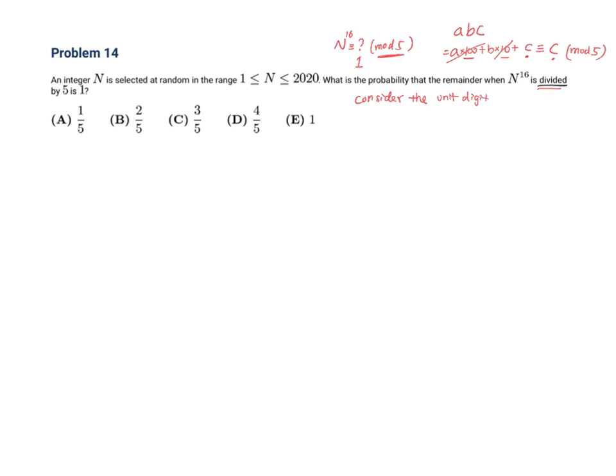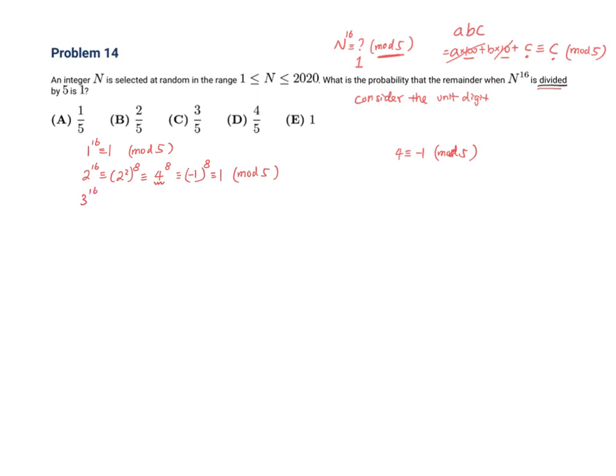Now let's take a look at the unit digits. When the unit digit is 1, 1 to the 16 is certainly just 1 mod 5. 2 raised to power 16 is, let's say, 2 squared raised to power 8, which is congruent to 4 raised to power 8. And 4 is congruent to negative 1 mod 5. So therefore, this is congruent to negative 1 raised to power 8, which is 1 mod 5.